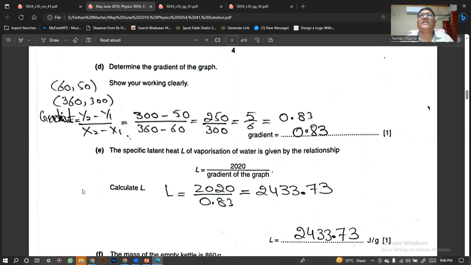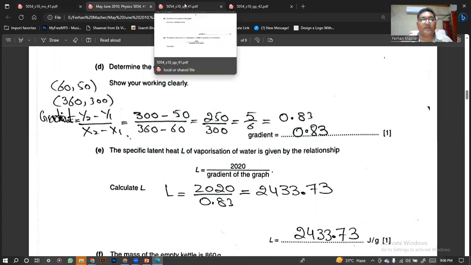You know, the formula for the gradient is y2 minus y1 divided by x2 minus x1. This you have studied in your mathematics. And it will be 300 minus 50 in the numerator. And in the denominator, you will have 360 minus 60. So it will be 250 by 300. That is 5 by 6. That is 0.83. So the gradient is 0.83.